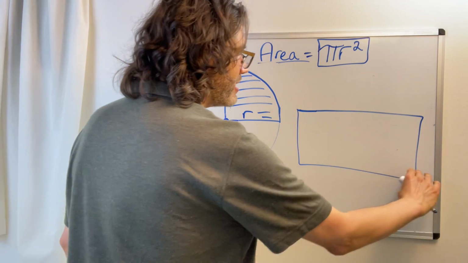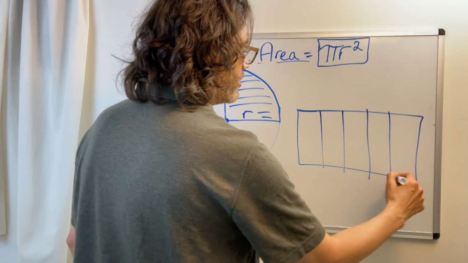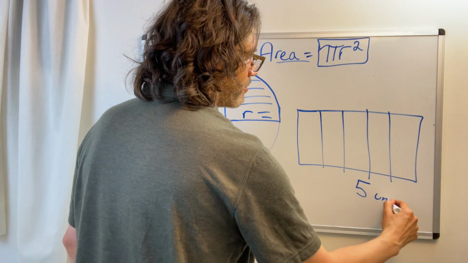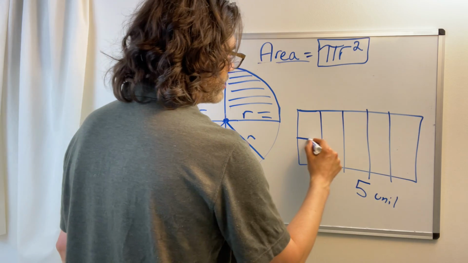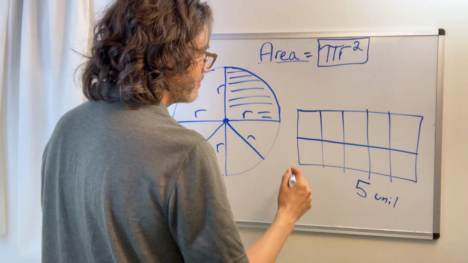Let's say that this is 1, 2, 3, 4, 5. So it's 5 units long, okay? And let's call it 2 units high.